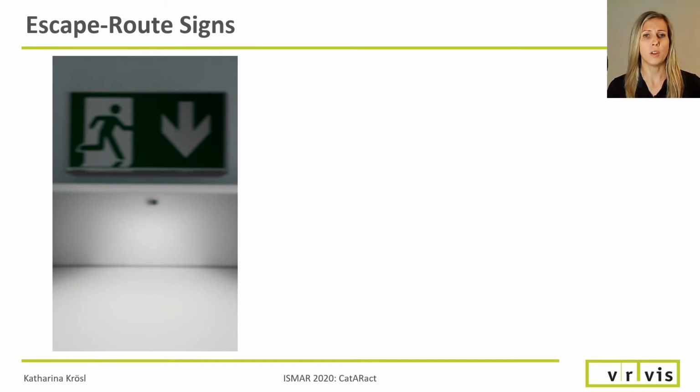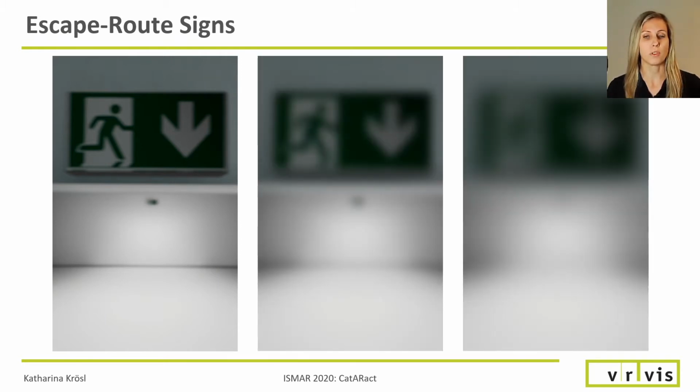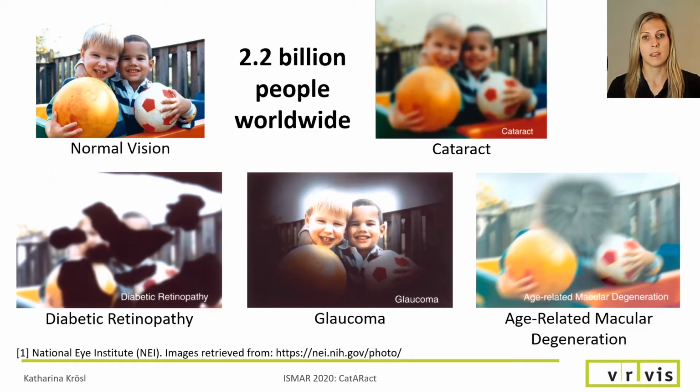But what if you have some form of visual impairment that makes it harder or almost impossible to recognize the direction on the sign? This is a common problem for a lot of people. At least 2.2 billion people worldwide are affected by vision impairments or blindness, according to the World Health Organization. This number is expected to increase due to different factors such as aging of the population. This is because many eye conditions show a higher prevalence with age.